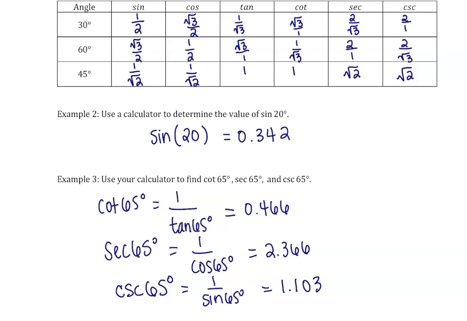And just to reemphasize, sine, cosine, and tangent will have a button freely available for you to use on your calculator. But cotangent, you have to do 1 divided by tangent. Secant, you have to do 1 divided by cosine. And cosecant, you have to do 1 divided by sine.